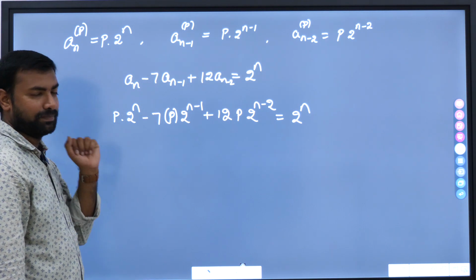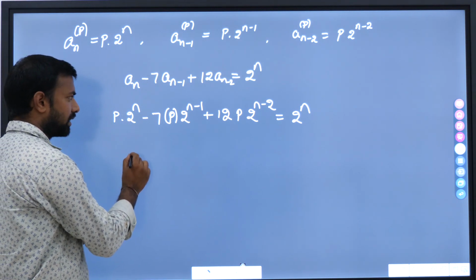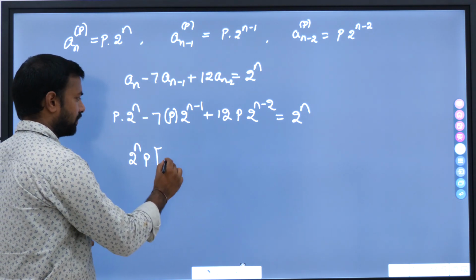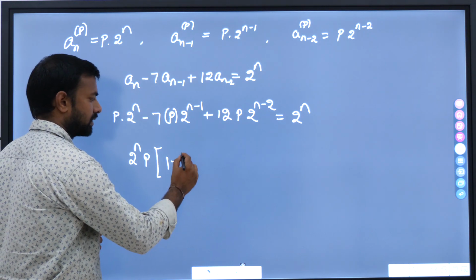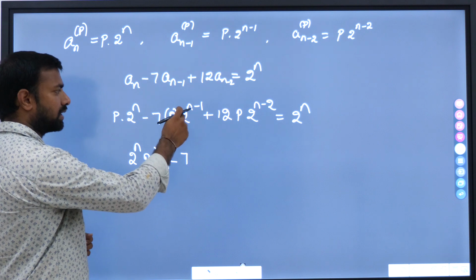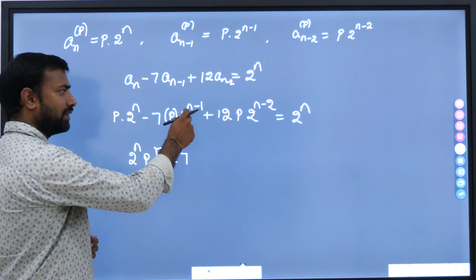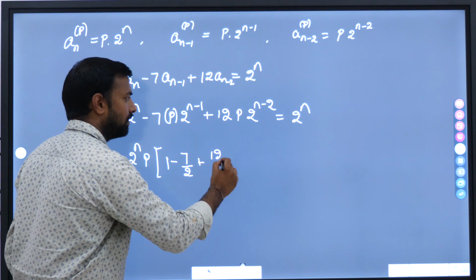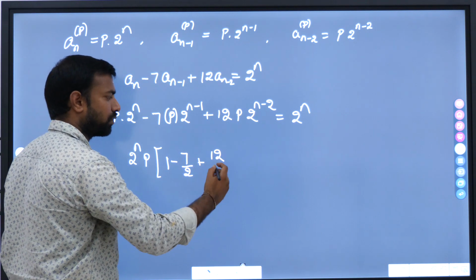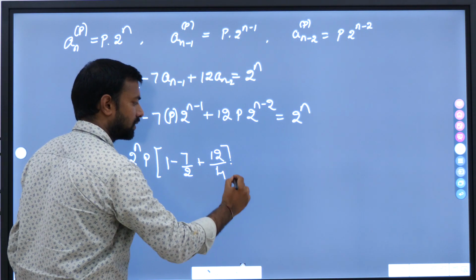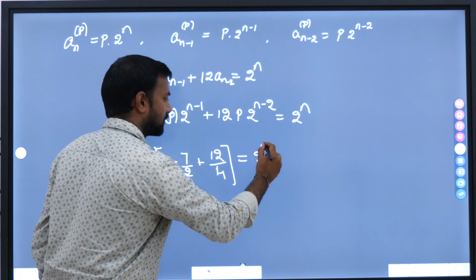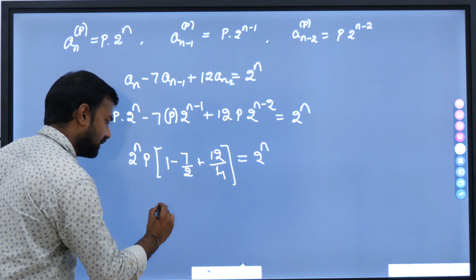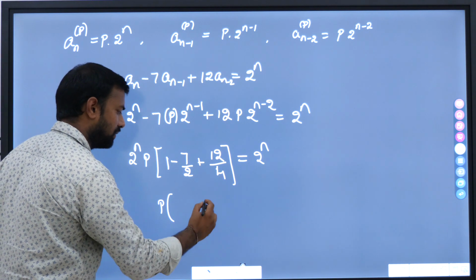Our aim is to find the p. Okay, so here you can take 2 power n common and also p. So by taking this out, we have 1 minus 7p came out, and here you'll have, this can be written as 2 power n into 2 power minus 1, that is nothing but 1 by 2, plus 12, here you'll have 2 power minus 2, that is 1 by 2 square, which is nothing but 1 by 4. So equal to 2 power n. Now by comparing right hand side and left hand side, you can easily say that this p into this expression is equal to 1.